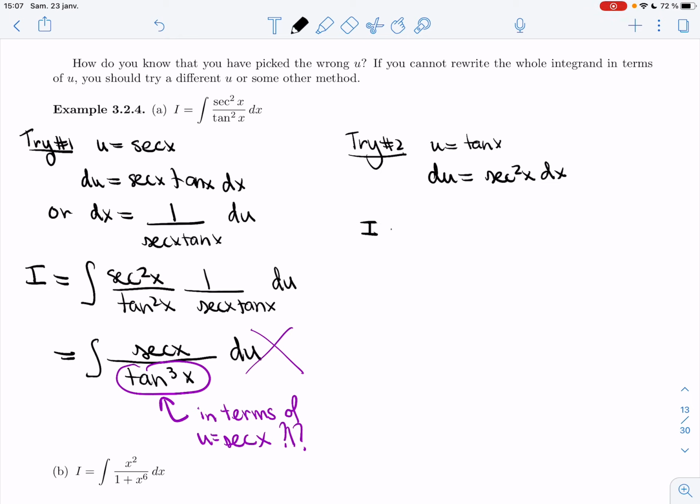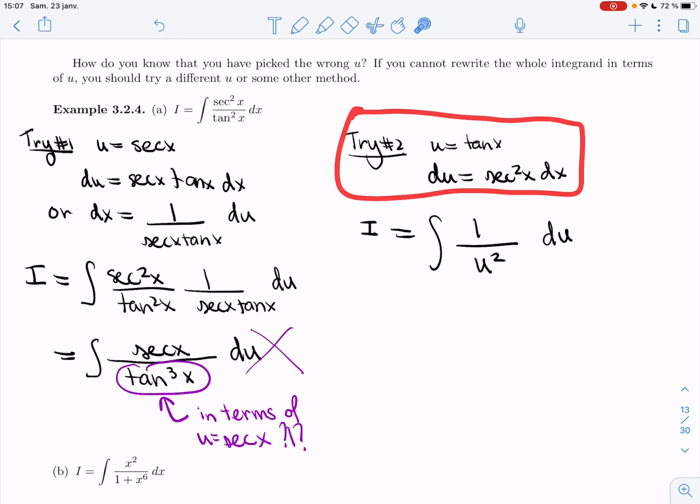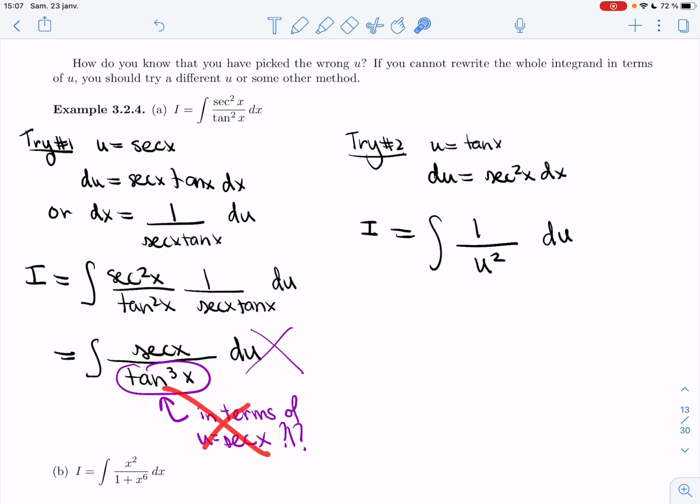And so when I rewrite it, I don't even need to solve for dx. I'm just going to replace the top by du. And then tan squared is u squared, and done. This is much better. On top of it, the other one doesn't work, but even if it worked out, this works out so nicely, and the integral I get is so simple. That's perfect.